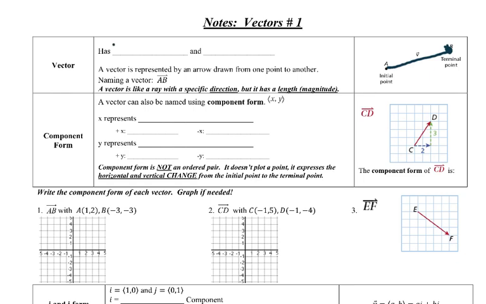And it also has what we call magnitude and direction. The magnitude is just going to be like the length of the arrow, and the direction will be corresponding to some degrees. We're going to get more into that tomorrow. A vector is represented by an arrow or a ray drawn from one point to another.